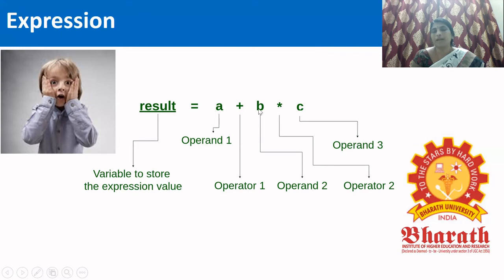So we perform addition and multiplication, which are called operators. So the operations are multiplication and addition, and you call them operator 1 and operator 2. So we do a plus b asterisk c and it is stored in result. This way of assigning variables to another variable, you call it an expression.